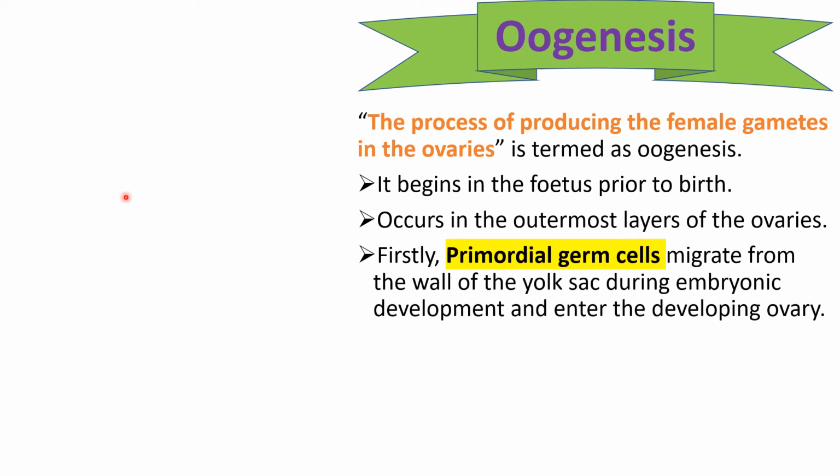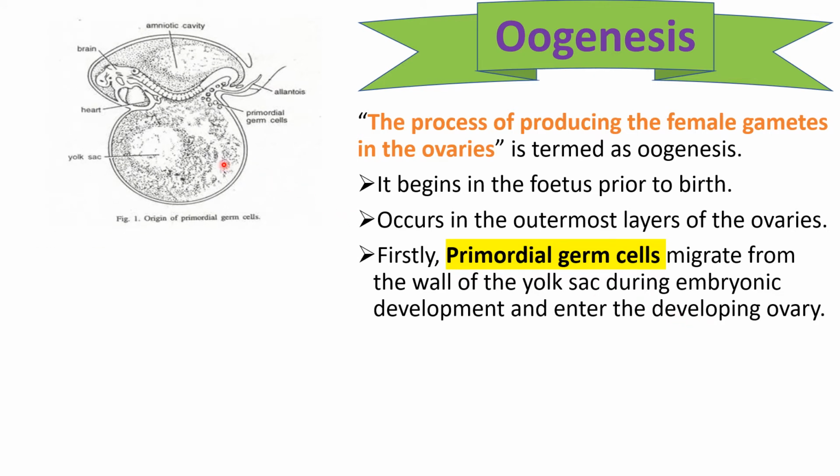Firstly, primordial germ cells enter the developing ovary. Actually, primordial germ cells migrate from the wall of the yolk sac during embryonic development. During the embryonic development, from the yolk sac, these primordial germ cells migrate into the developing ovary.